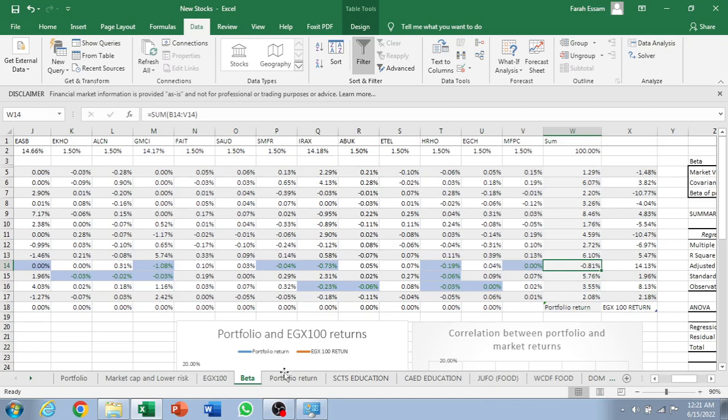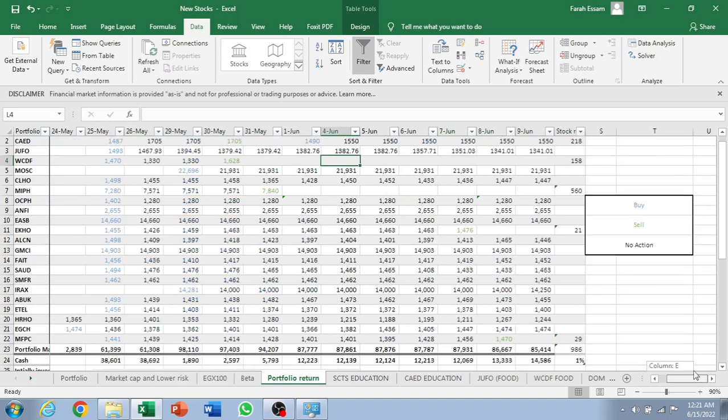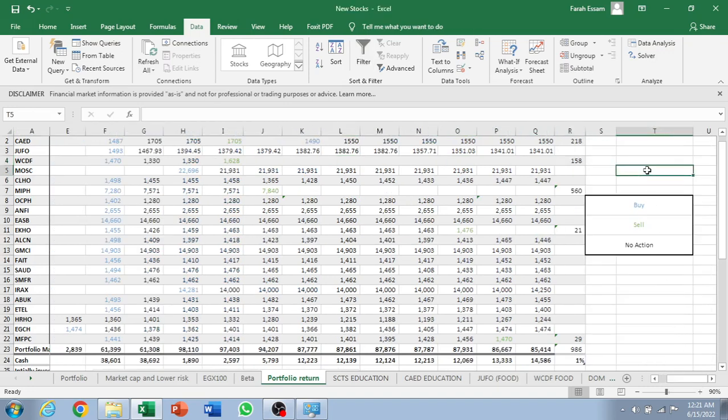And last but not least, after I calculated the beta and invested in all of the stocks, I had to analyze the performance of my portfolio daily. I started investing on the 25th of May, so this data is from the 25th of May until the 9th of June. I had to put the data for each stock manually and daily, but there is a very good formula here in Excel that can extract the daily prices or daily changes in each stock.